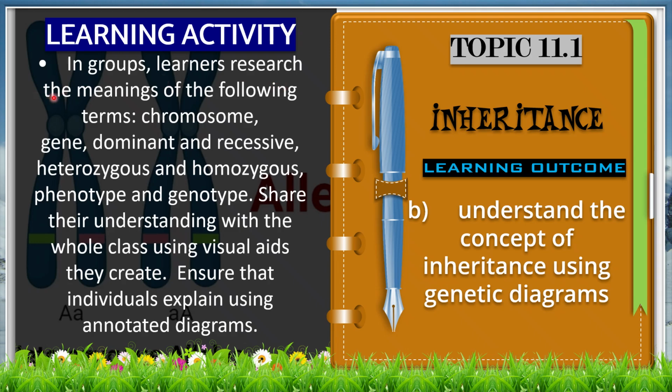Learners research the meaning of the following terms: chromosome, gene, dominant and recessive, heterozygous and homozygous, phenotype and genotype. Share their understanding with the whole class using visual aids they create. Ensure that individuals explain using annotated diagrams.